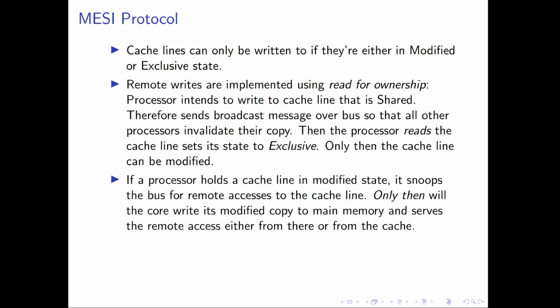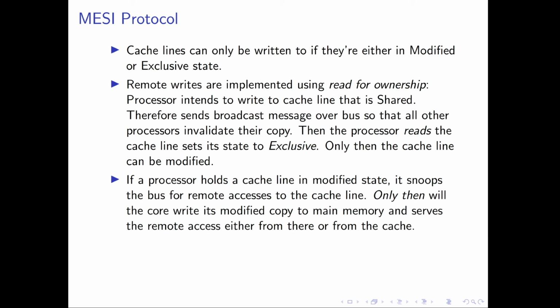A few things that are important to mention: cache lines can only be written to if they are in the modified or in the exclusive state. And therefore, write operations are implemented using something that is called a read for ownership. We have a processor that wants to perform a write, and the processor knows that the cache line is in the shared state. Therefore, it sends a broadcast over the bus to all the other processors for them to invalidate their copy. Then the processor reads the cache line and sets it to exclusive state. Only when it has the cache line in the exclusive state will it modify the cache line, and then we have the state transition to modified.